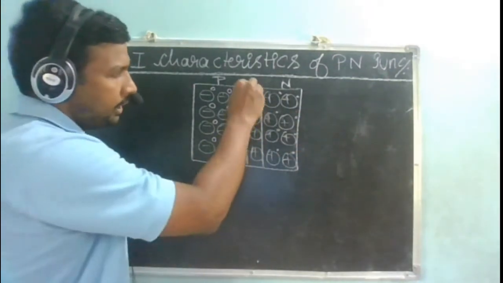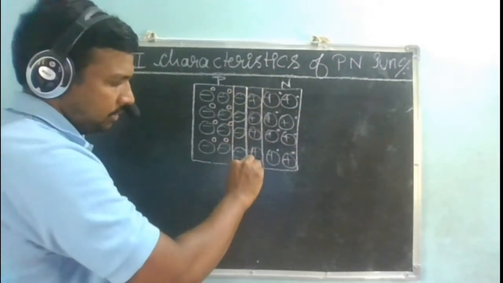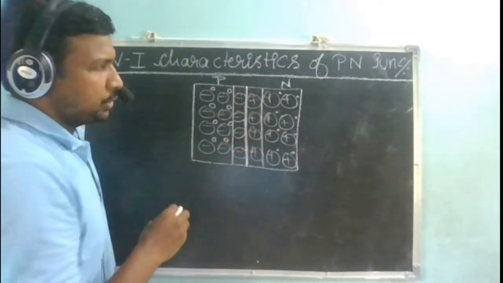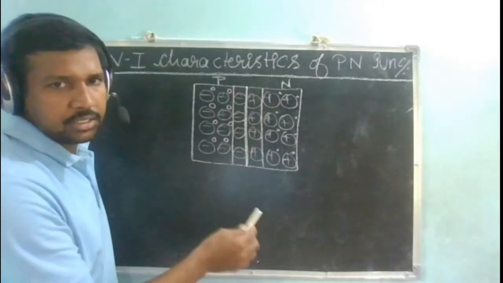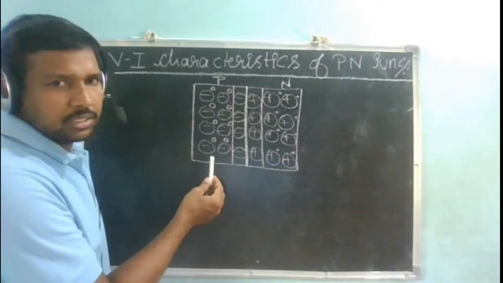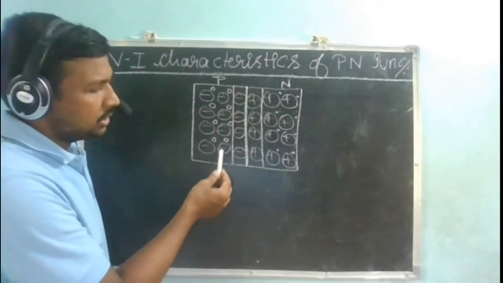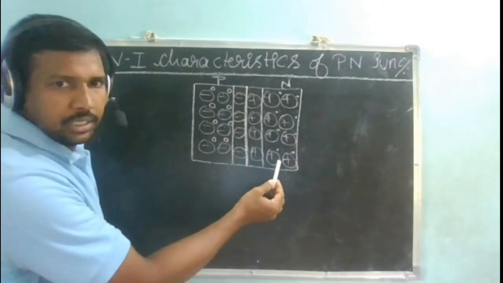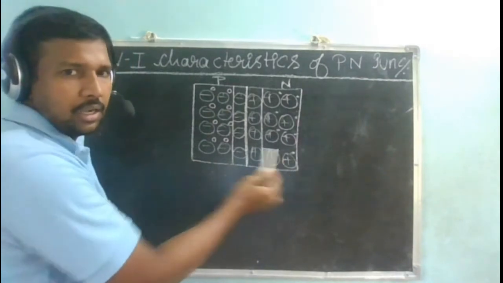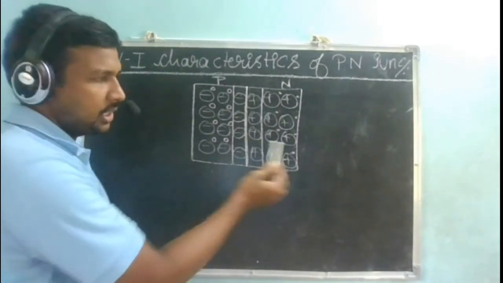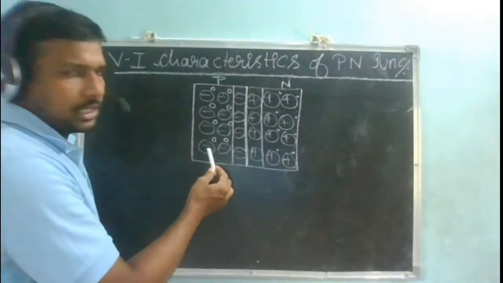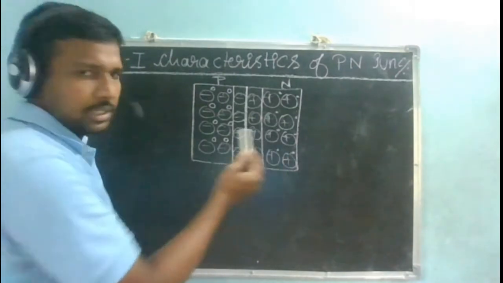So, the moment P and N is formed as a junction, what is expected is diffusion of charge carriers is going to take place. Why? Because there is a concentration gradient of holes, because holes are majority in P side and minority in N side. Similarly, electrons are majority in N side and minority in P side. So electrons are going to move from N side to P side, holes are going to move from P side to N side.